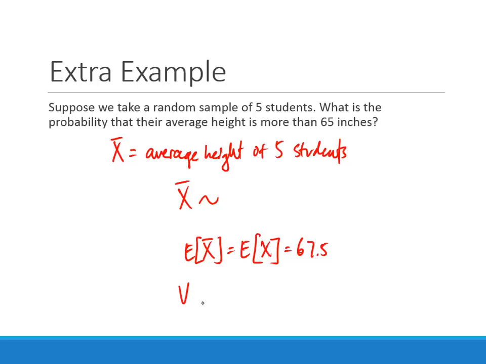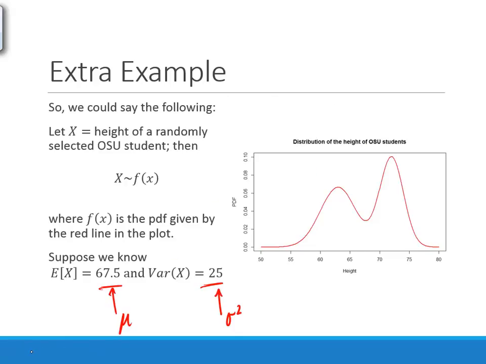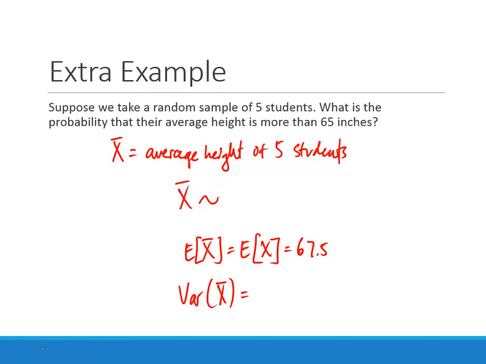And same for the variance of x bar. What's that going to be equal to? What's the variance of x bar going to be? 25 over n, exactly right. So the variance of this thing is always the variance of x divided by n. So here the variance of x is 25. Here n is 5.